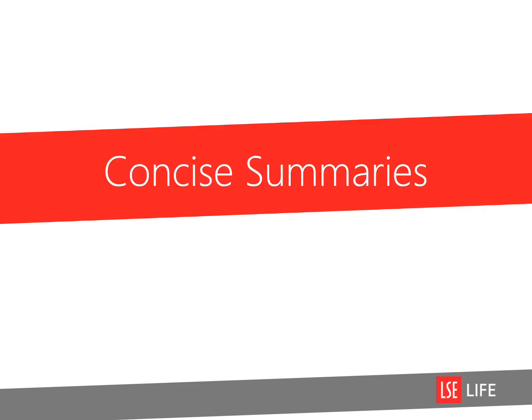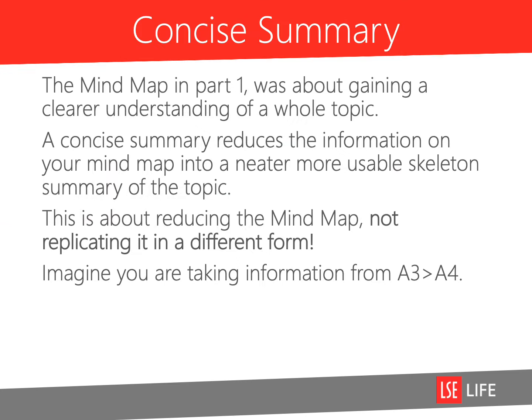So let's look at concise summaries in more detail. So the mind map in part 1 was about gaining a clearer understanding of the whole topic. A concise summary reduces the information on your mind map into a neat and more usable skeleton summary of that topic. This is about reducing the mind map, not replicating it in a different form. So one way to think about this is imagine visually you were taking the information down from the size of an A3 to the size of an A4.